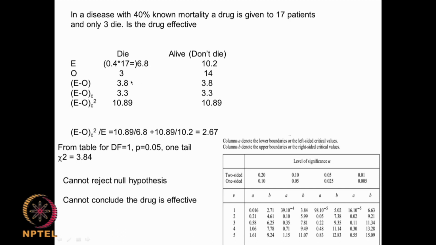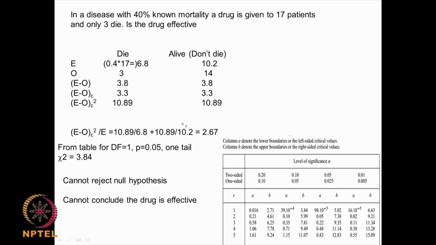So E minus O is 3.8. Actually you may get it as negative, it does not matter, we put it as 3.8, and so we make a correction here, subtract 0.5, then you square it up. So you subtract 0.5, it comes to 3.3, square of 3.3 is 10.89, same thing here, 3.3 square is 10.89. So 10.89 divided by expected, 10.89 divided by expected, so we get 2.67.